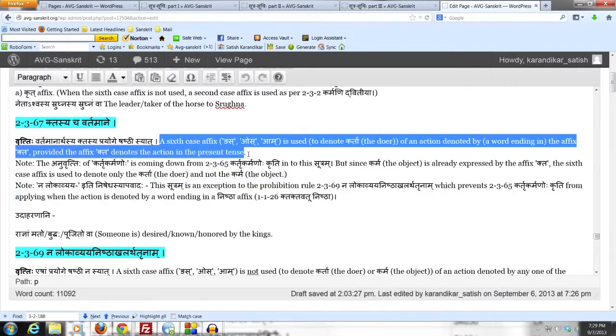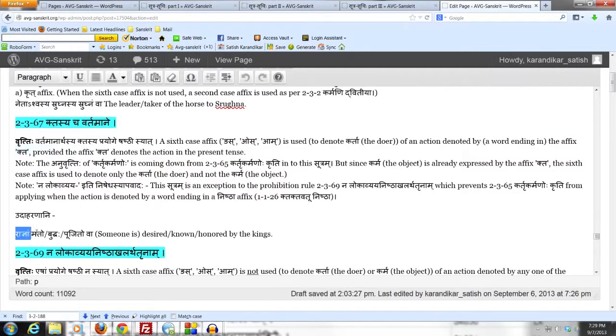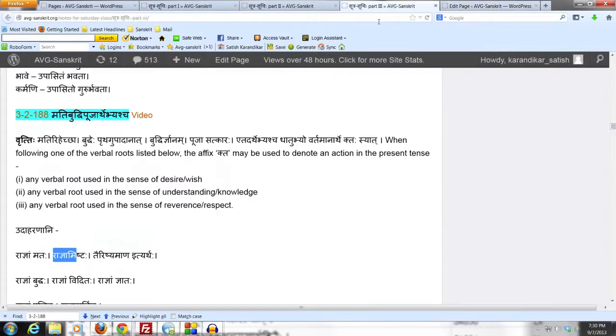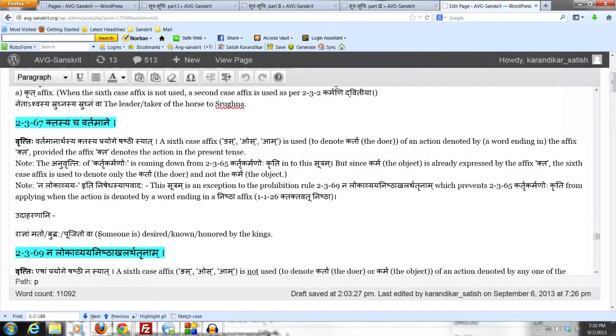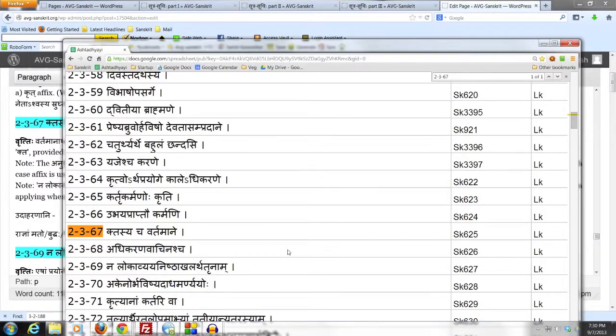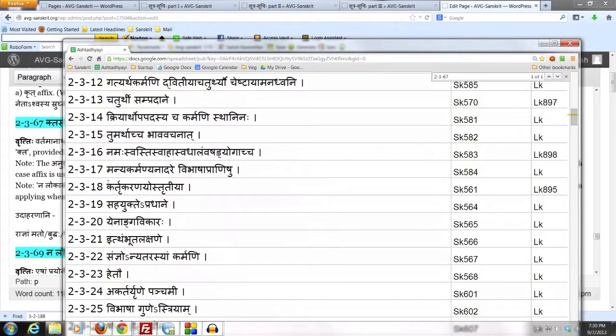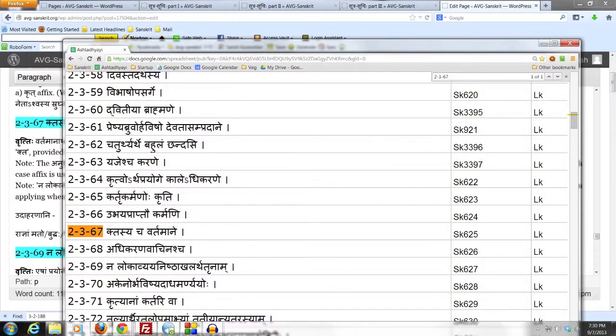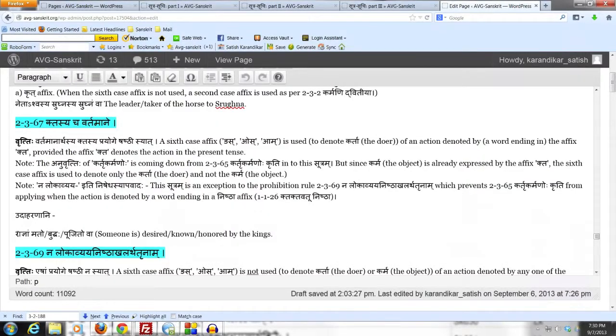The examples here are Rajnyam Mataha, Rajnyam Buddhaha, Rajnyam Pujito Va, which means someone is desired. Mataha here means ishtaha, ishyate. Remember, the affix kta here denotes the action in the present tense. So someone is desired by the kings, someone is known to the kings, someone is honored, respected by the kings. The kings are the doers of the action. Normally, by 2.3.18, kartrukarmanoh tritiya, we would have to use a third case affix following Rajan. But now 2.3.67 says that since the affix kta is denoting an action in the present tense, Rajan, which is the agent of the action, takes the sixth case affix to give the form Rajnyam.